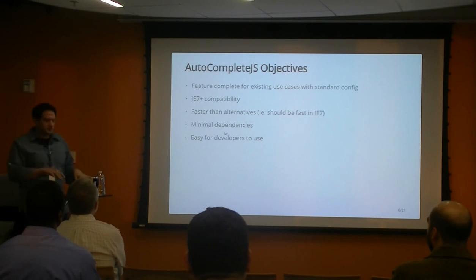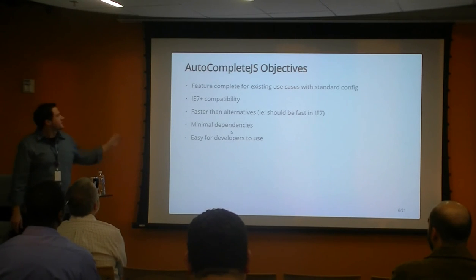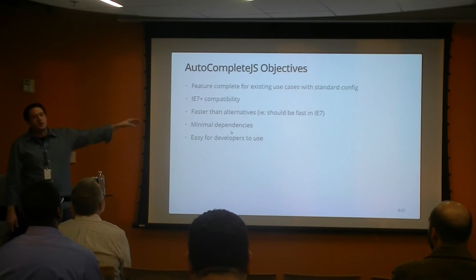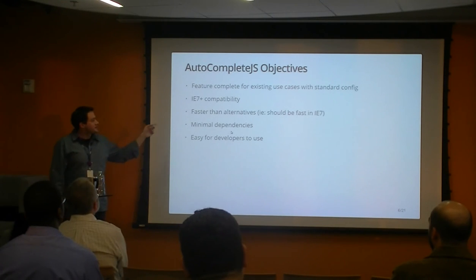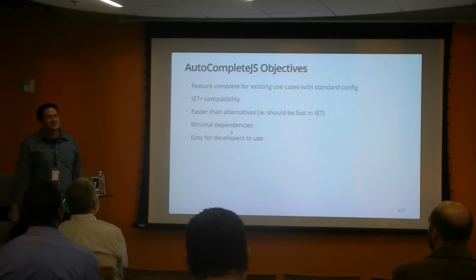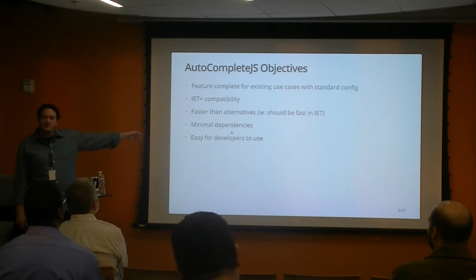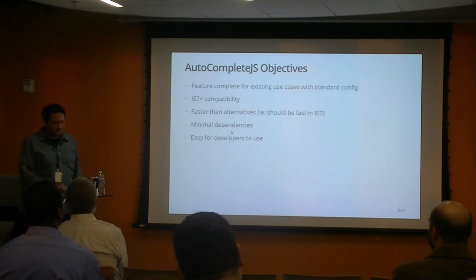And when I show you some demos, you'll see the use case I'm talking about. So feature objectives: feature complete for my team and the other team and all the future teams at Pros that wanted to use it in a standard config, meaning nobody's going to hack the guts of this library. It's going to work out of the box the way you need it to work for your project. IE7 plus compatibility, and faster than the alternatives. If it's fast in IE7, it's fast in your modern browser. So just make it fast in IE7. Minimal dependencies and easy for developers to use. These will increase your adoption rate, and generally it's just a good thing for a library to do anyway.